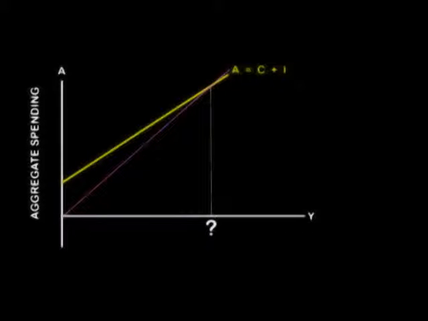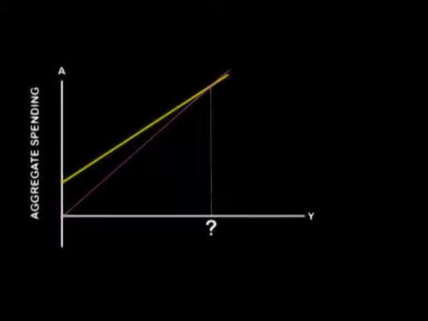The first assumption was that autonomous spending is equal to 20. The second was that investment is equal to 50. So the intercept of the aggregate spending function with the vertical axis must be 70. But let's get back to our aggregate spending line and the point that it intersects with the 45-degree line.